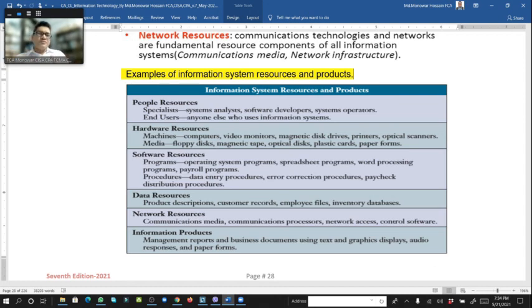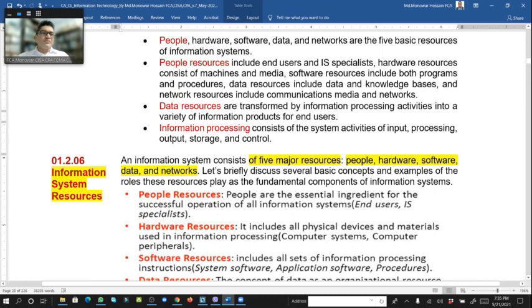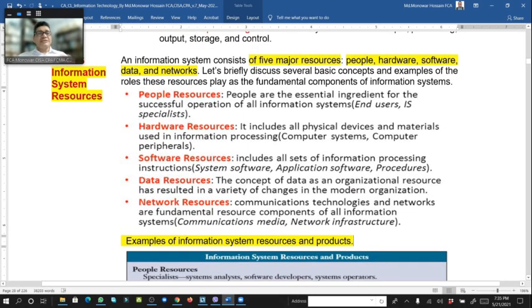So information products: management reports and business documents using text, graphics, display, and audio, as a presentation or dashboard presentation. This is the information product. Based on that information, management can take decisions for the next step. So we can say there are different types of resources and products, and within our information system resources, basically five types: people, hardware, software, data, and network.